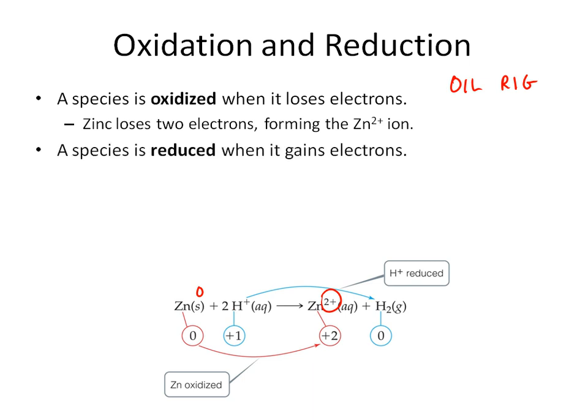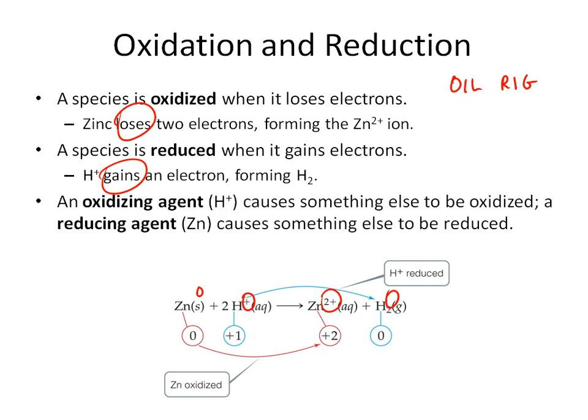Something is reduced when it gains electrons. In this case, the oxidation number of hydrogen ion was reduced from +1 to 0. Oxidation and reduction must occur together. Why? Think about that for a moment. So if something is to lose 1 or more electrons, something else has to gain 1 or more electrons. They can't just fly off into space. They don't just disappear. So oxidation and reduction must occur simultaneously, and this is going to become very important in the next couple of sections of this chapter.